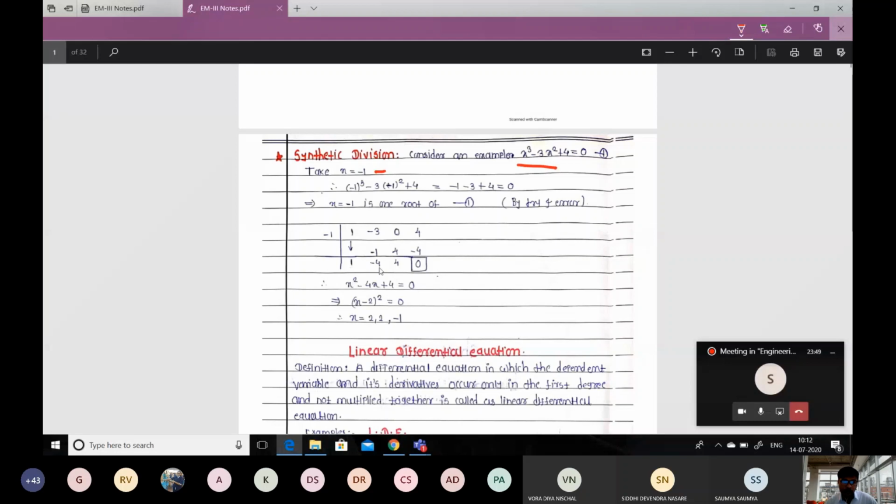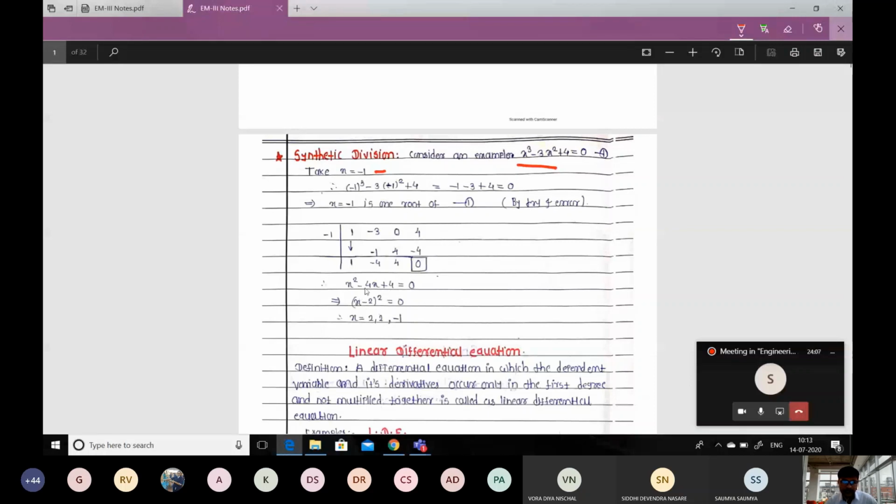Now we have a new factor starting with x square, not from x cube, because after finding one root, obviously the degree gets reduced, so we will start with x square. So this is the coefficient of x square, -4x, and this is the +4, and the remainder is 0 obviously.